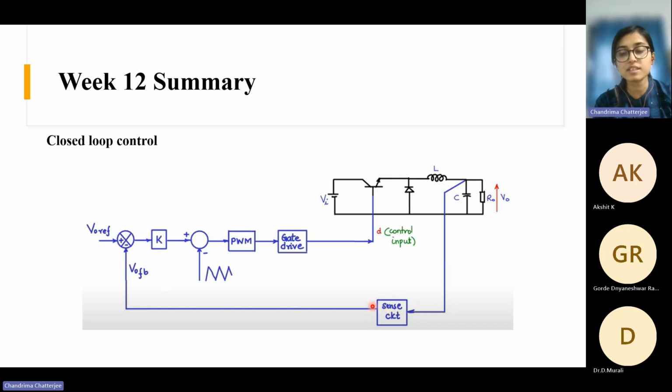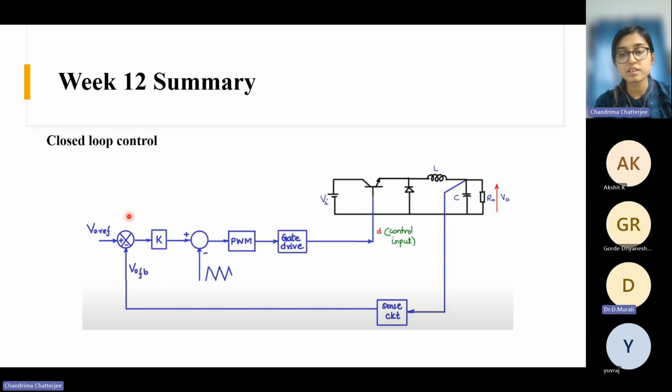In the sensing circuit, basically there are some filters, and there are also some attenuators that will step down the actual voltage, and this sensed voltage we will give as feedback here. So this is the feedback. Here you have the reference VOREF, which is the reference voltage that you want to maintain. And here you are giving feedback, right? Because this is coming with the negative sign, this is called negative feedback.